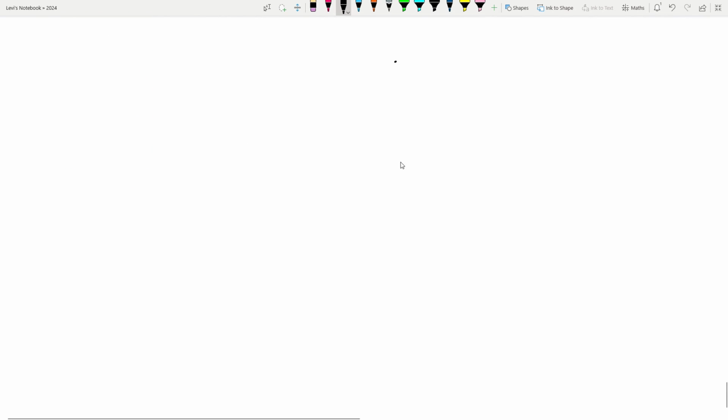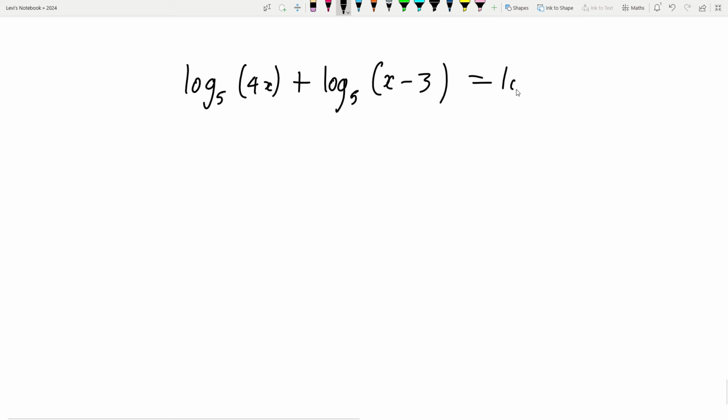Okay, so let's try and solve for x this one. So log base 5 of 4x plus log base 5 of x minus 3 equals log base 5 of 7. Okay, so if you want to have a go at this one, feel free to pause the video and have a go, but let's get straight to solving it.